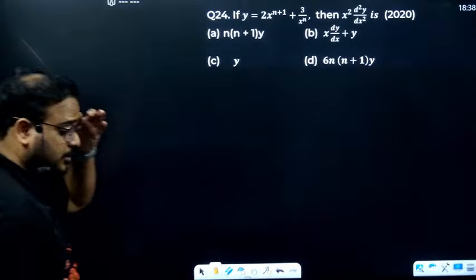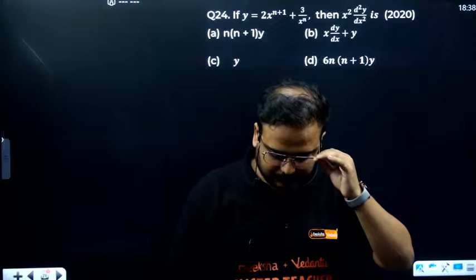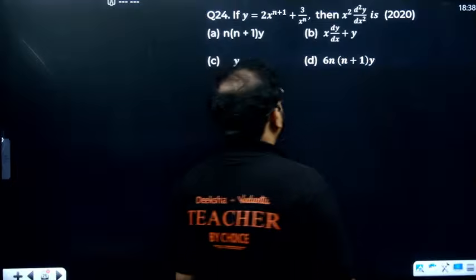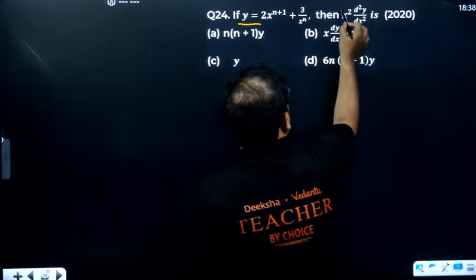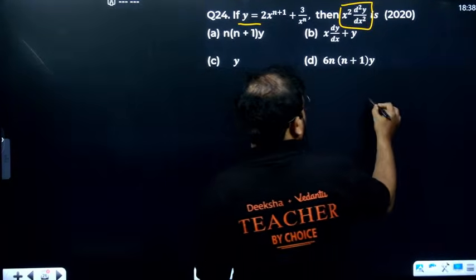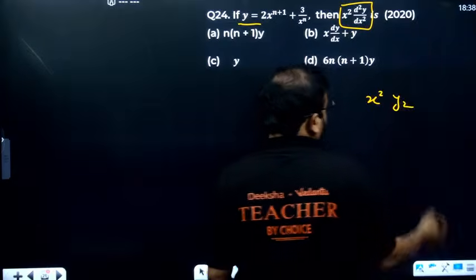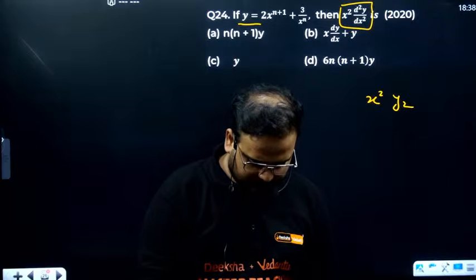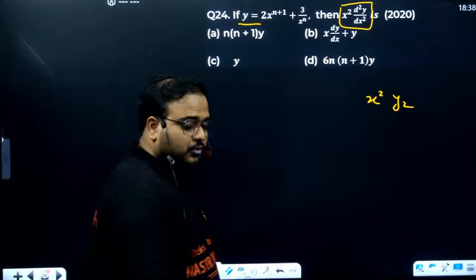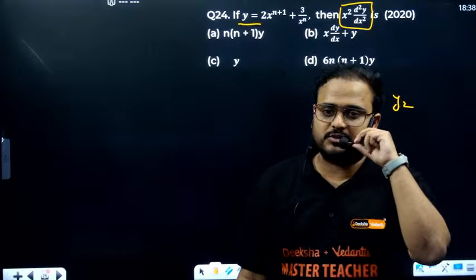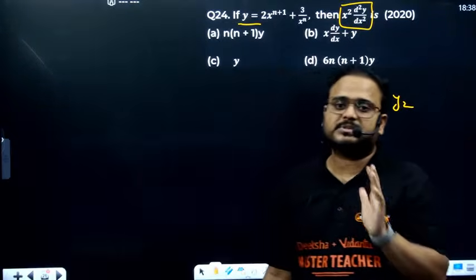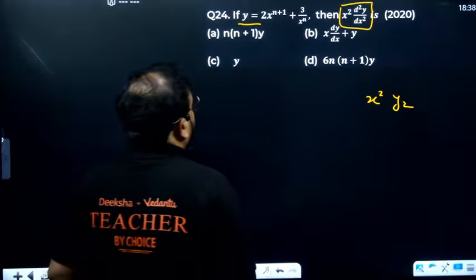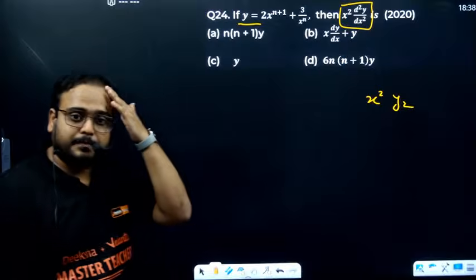23rd one is clear. 24th one. We have the function y given. I need to find the x square times of second derivative. Basically, x square times of y2. So shortcuts are applicable, but not in all the questions. In most of the questions, you have to skip steps. Not all the shortcuts are available. That will come only by practice.